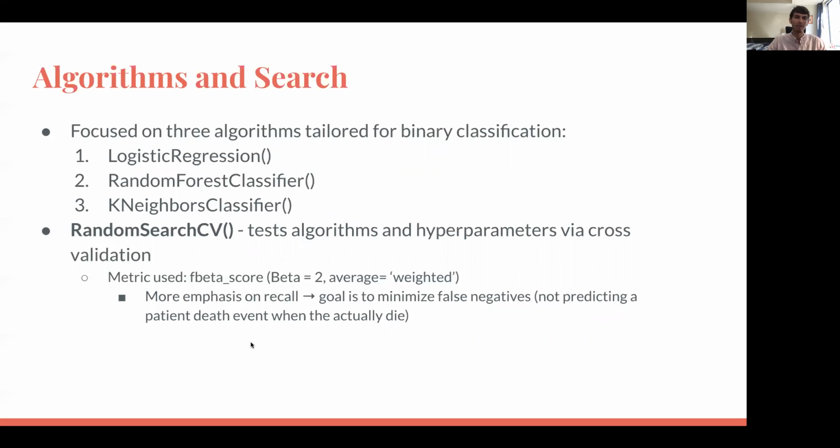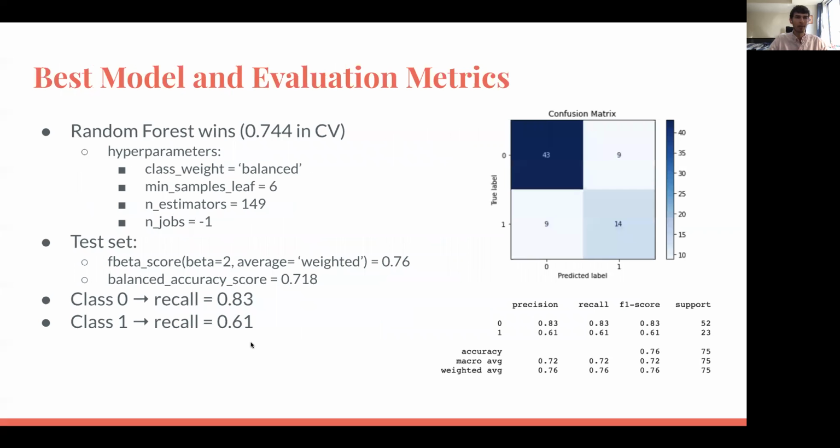And the reason I use F beta is it allows you to put more emphasis on recall or precision. In this case, I increase my beta, which puts more emphasis on recall. And this is important because, since we're dealing with human lives, we want to be better safe than sorry. So putting more emphasis on recall minimizes false negatives. So that's really important in this case.